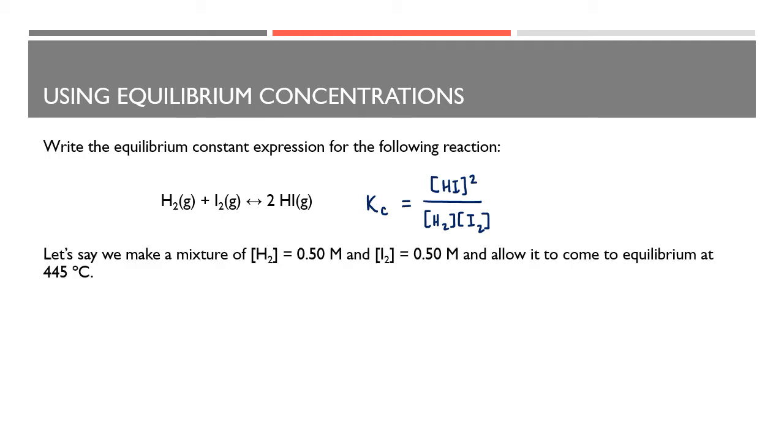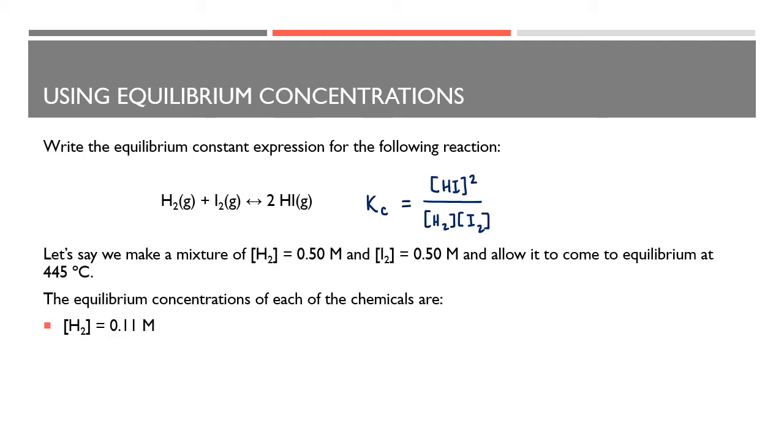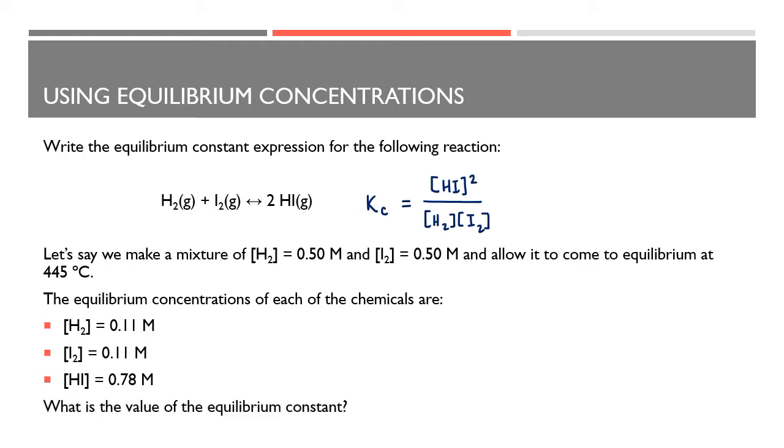Let's say we have a mixture and we have the ingredients of 0.5 molar H2 and 0.5 molar I2, and we allow it to come to equilibrium at 445 degrees Celsius. The equilibrium concentrations of each of the chemicals are 0.11 molar H2, 0.11 molar I2, and 0.78 molar HI. So what is the value of the equilibrium constant?